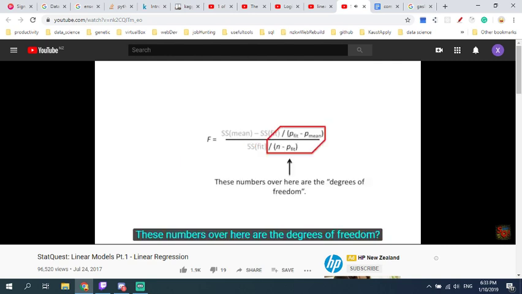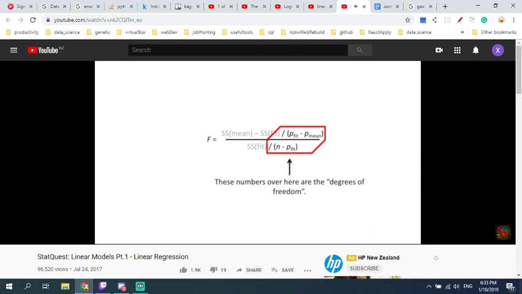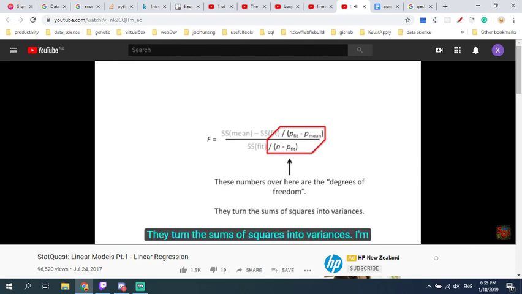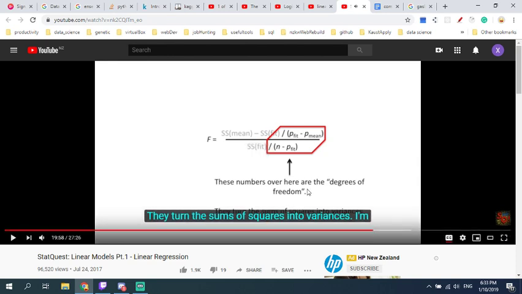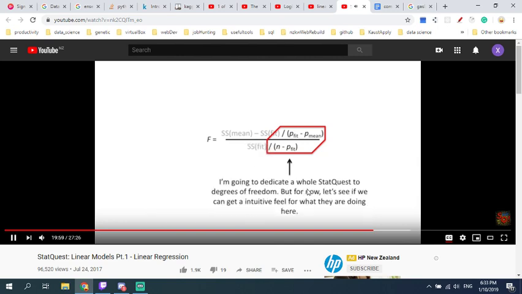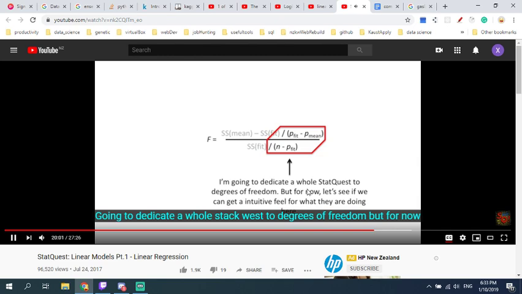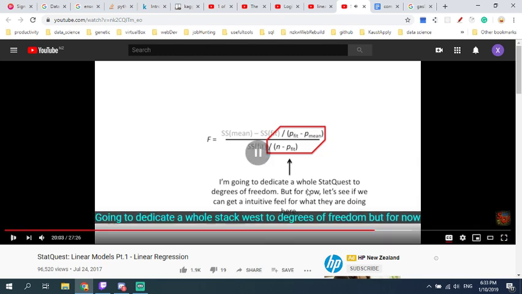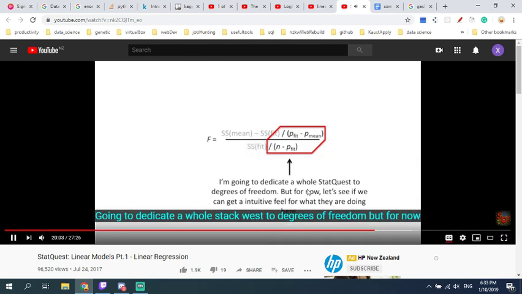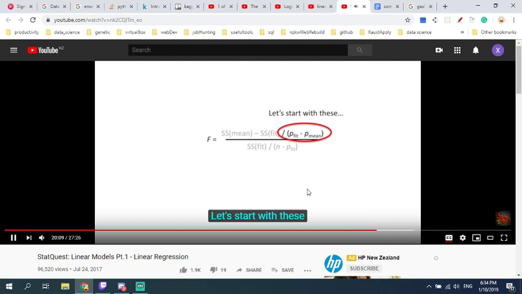These numbers over here are the degrees of freedom. They turn the sums of squares into variances. I'm going to dedicate a whole StatQuest to degrees of freedom. But for now, let's see if we can get an intuitive feel for what they're doing here. Let's start with these.